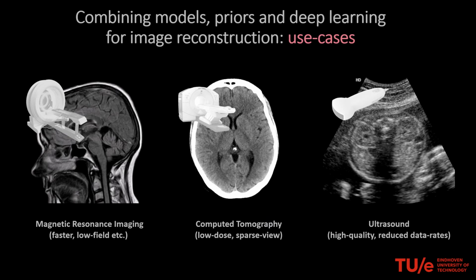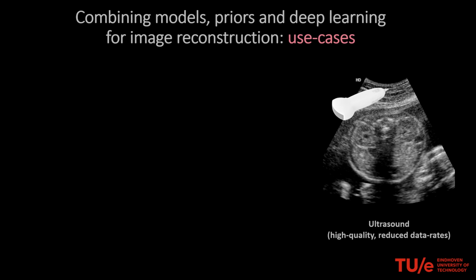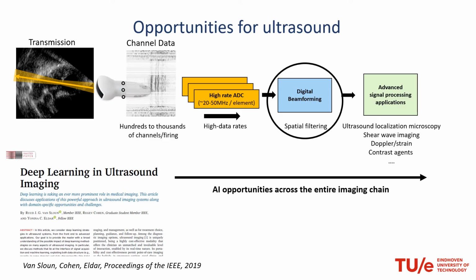So now let's put these ideas to the test and see in several use cases, which we will focus on MRI and in particular ultrasound. Let's put these to the test and see how they perform and see some examples. Let's start with ultrasound imaging. So across the ultrasound imaging chain, there are various opportunities, and if you would like to learn more about the opportunities of deep learning and AI in ultrasound in the signal processing chain, there's a recent review that we did for the proceedings of IEEE that you can have a look at if you like.